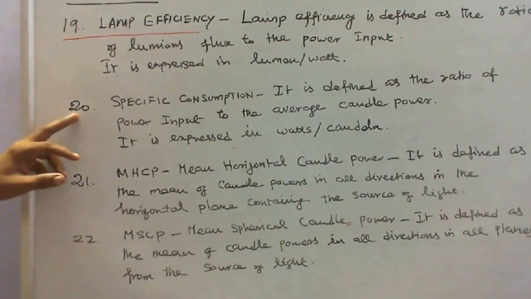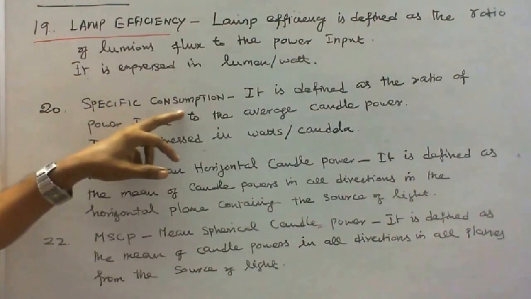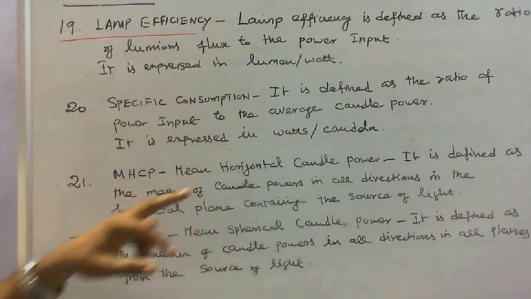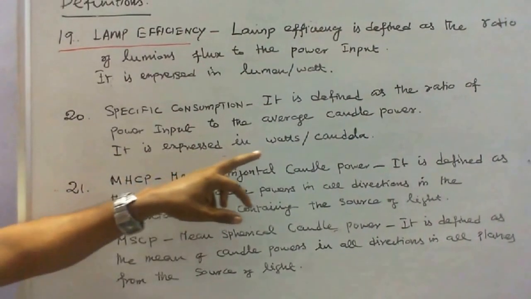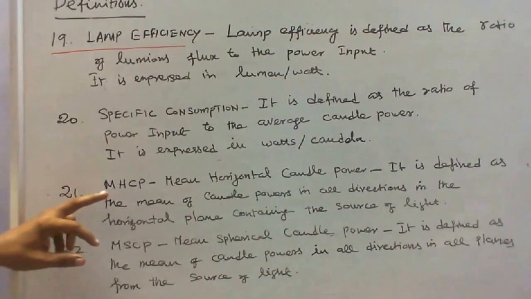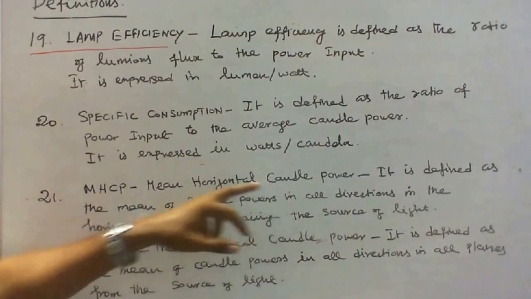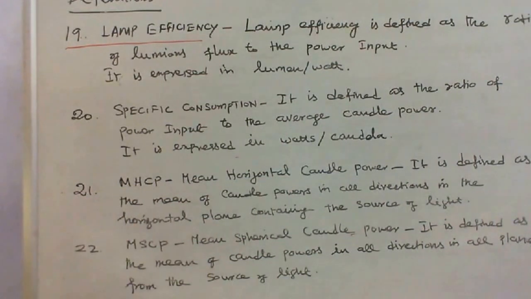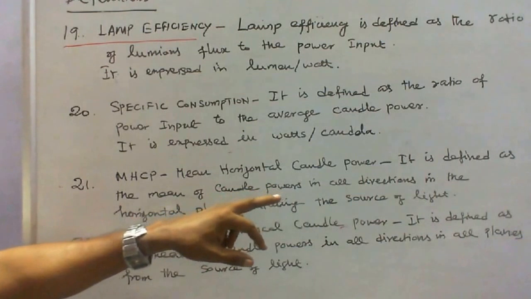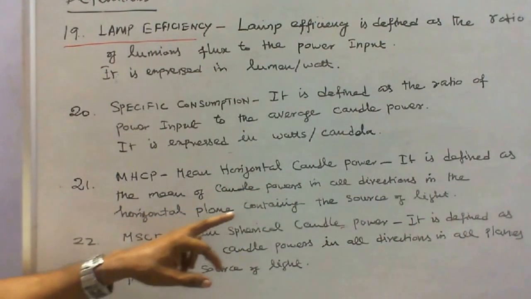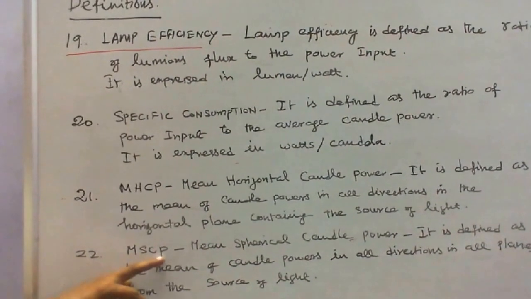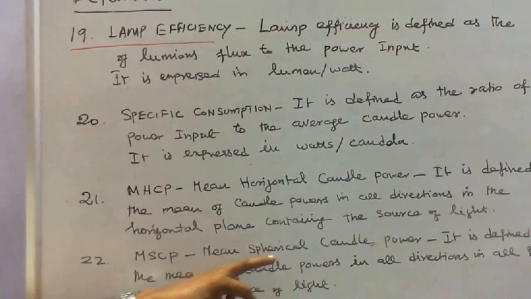The 20th term is specific consumption. It is defined as the ratio of power input to the average candle power. It is expressed in watts per candela. The 21st term is mean horizontal candle power, MHCP. It is defined as the mean of candle powers in all directions in the horizontal plane containing the source of light. 22nd is MSCP, mean spherical candle power.